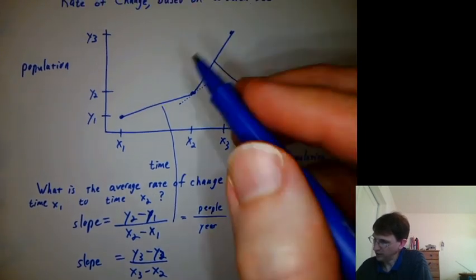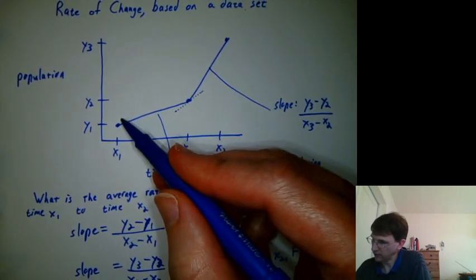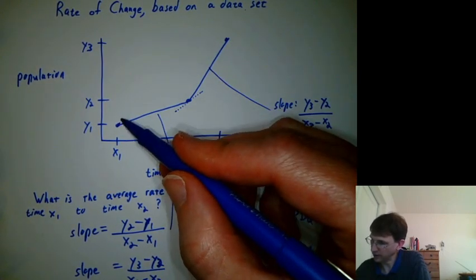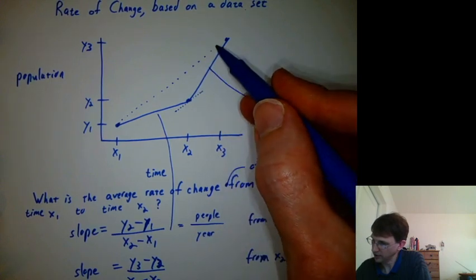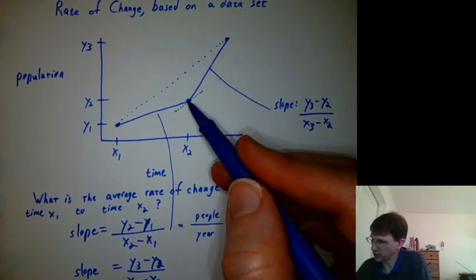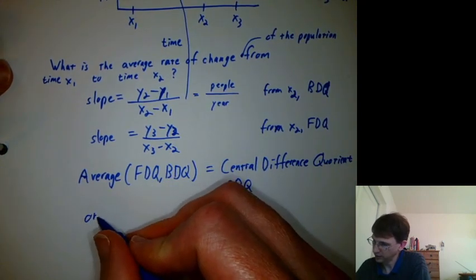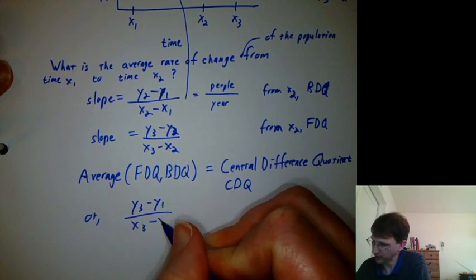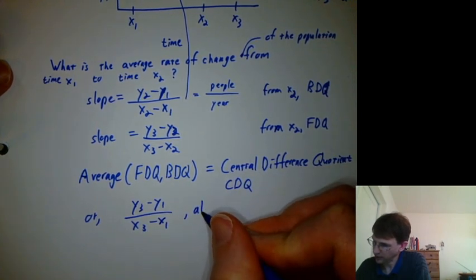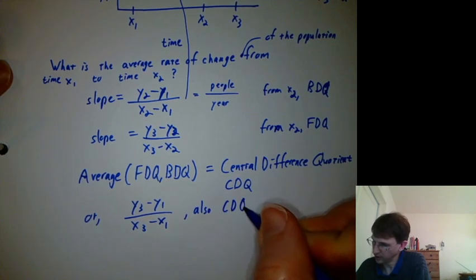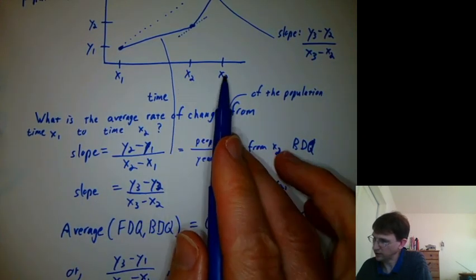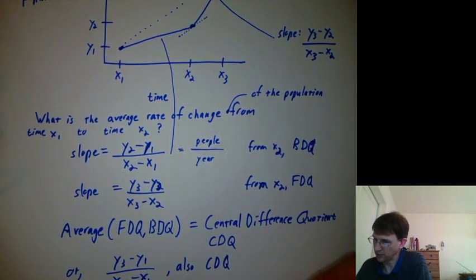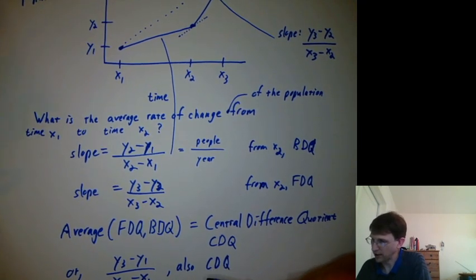Another way to think of it is, can I just take the rate of change from x1 all the way to x3? Like, imagine drawing a line all the way up there. That would actually be pretty much parallel to this line. So I could do that as y3 minus y1 over x3 minus x1. And that's also called the central difference quotient. And it turns out that if x1, x2, and x3 are equally spaced, these two are the same. If they're not equally spaced, these two are different, and it gets really complicated. We're not going to worry about that. Either way, I'd say you could call it the central difference quotient.